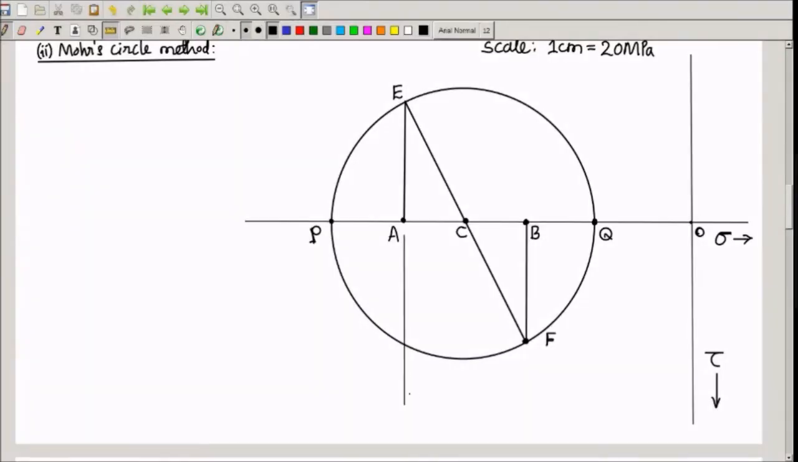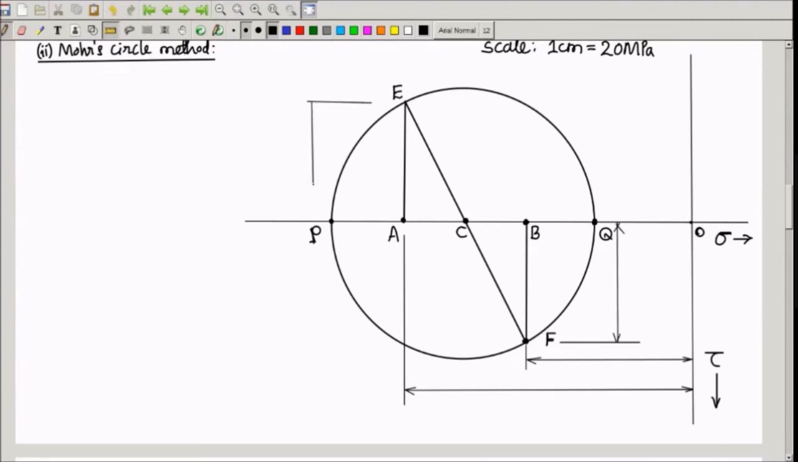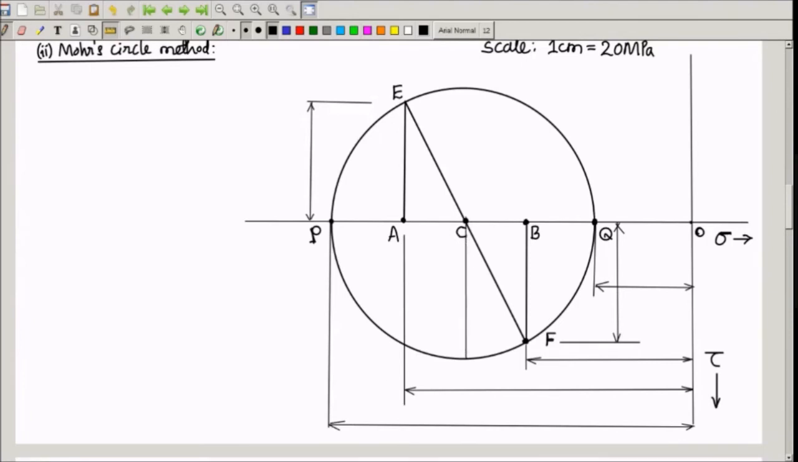This is sigma x, this is sigma y, and this is tau xy, and this is also tau xy. And using that, we obtain sigma 1 and sigma 2. Sigma 1 is this distance, this is sigma 1, and this is sigma 2. And if you want tau max, you have to draw a vertical line at point C.